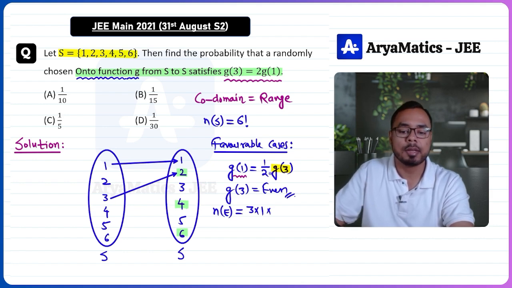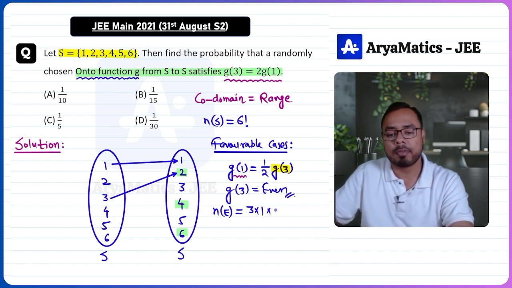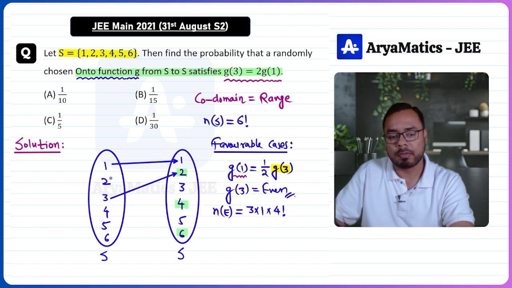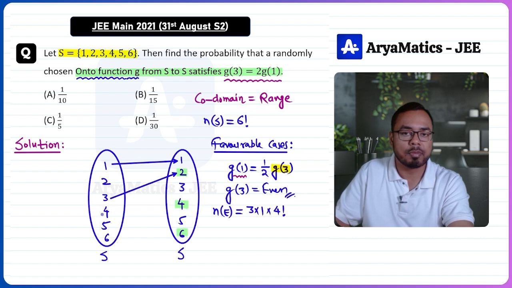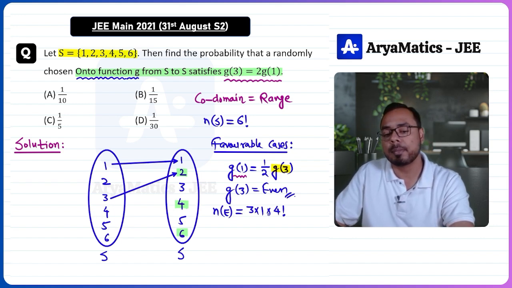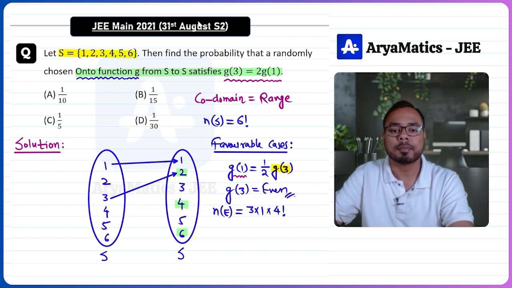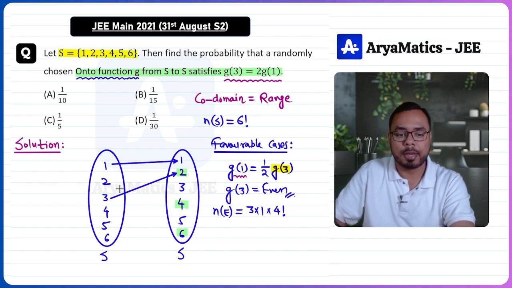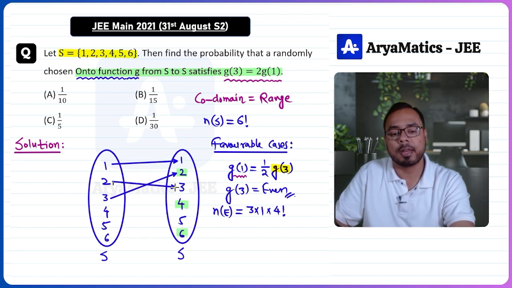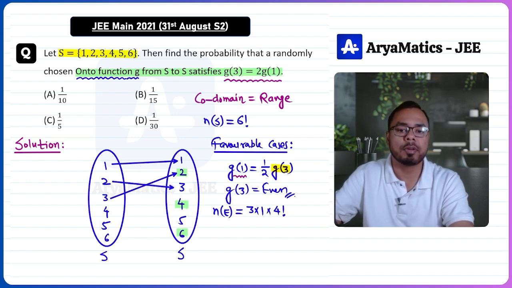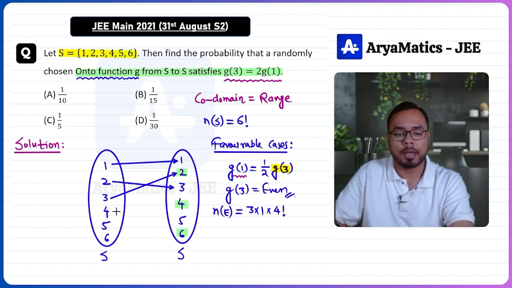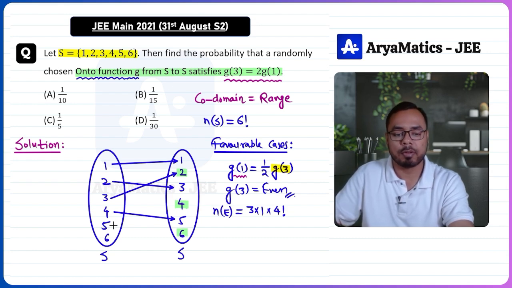Once you decide z of 3, z of 1 is half of that. And then for the remaining 4 elements, we have 4 options. For this element 2, we have 4 options. For 4, we have 3 options, and so on. So these are the number of favorable cases, the number of functions satisfying this condition, right? For the remaining elements, for example 2, you can connect with any one of the remaining 4. Then for 4, we have only 3 options, and similarly for 5, we have only 2 options, and for the last one, we have only one option.